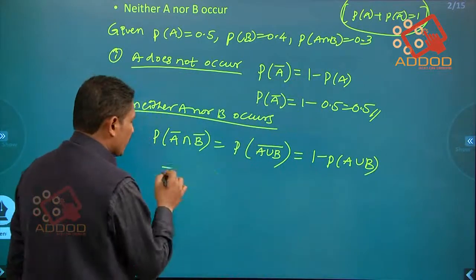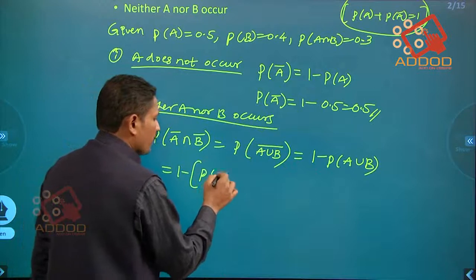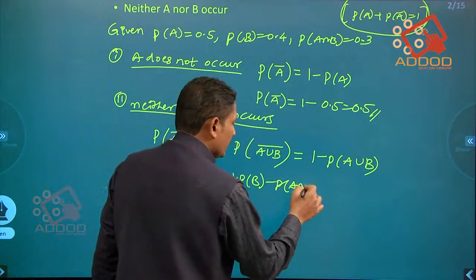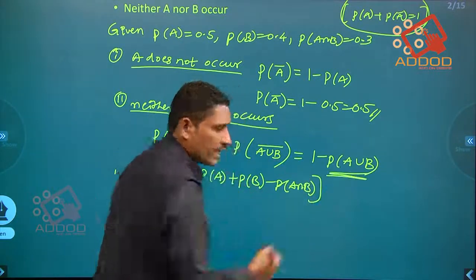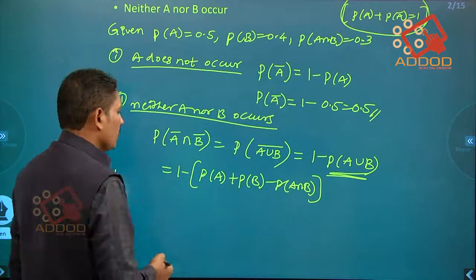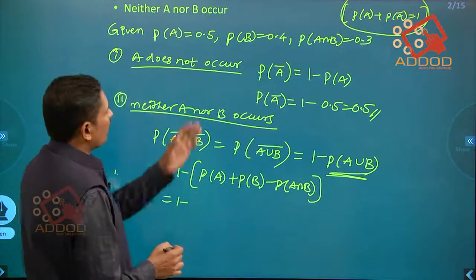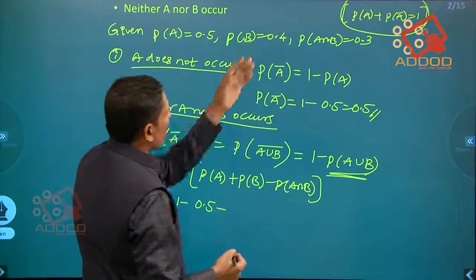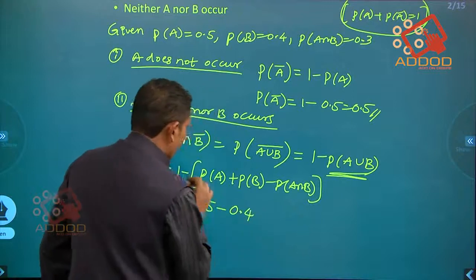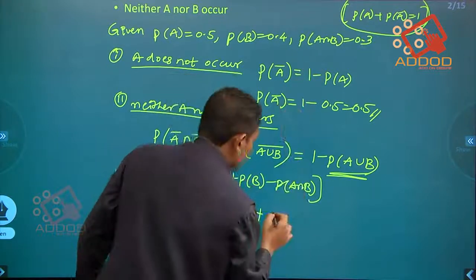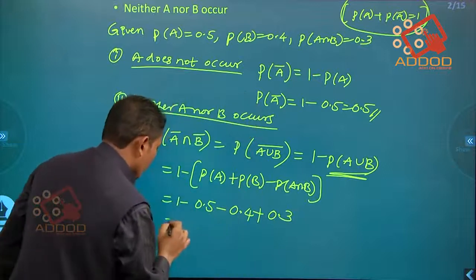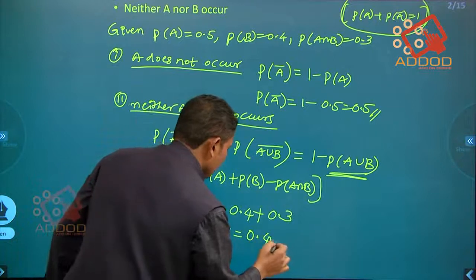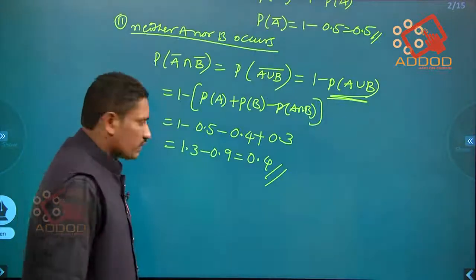By using the addition theorem, the value can be written as P of A plus P of B minus P of A intersection B. This is the addition theorem for two events. So given the values, P of A is 0.5, minus into plus is minus, P of B is 0.4, minus into minus is plus, P of A intersection B is 0.3. Now 1.3 minus 0.9, the total value simplifies to 0.4, that is the required solution.